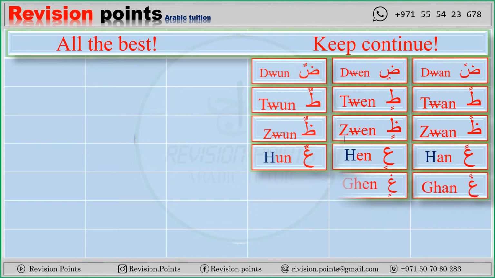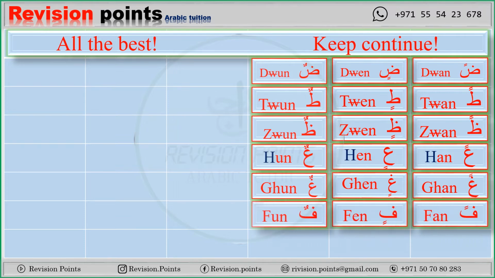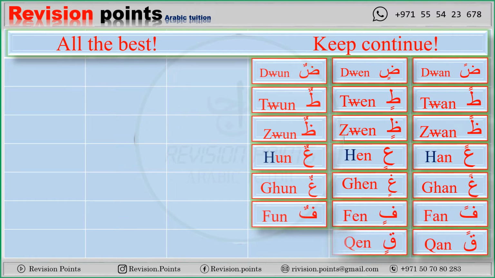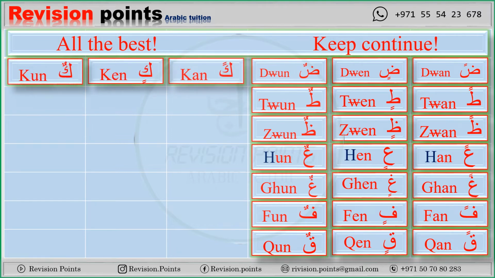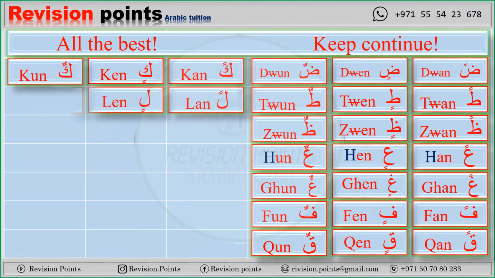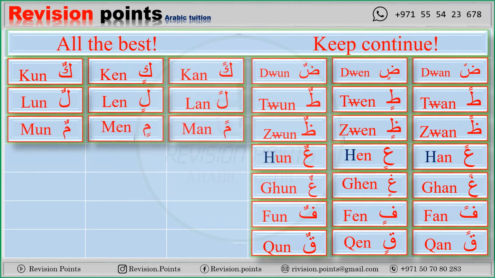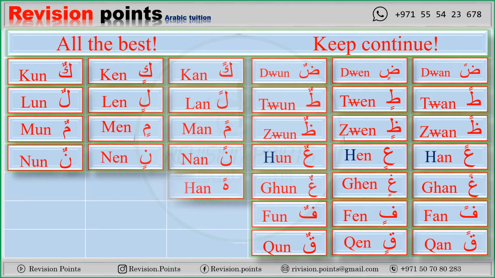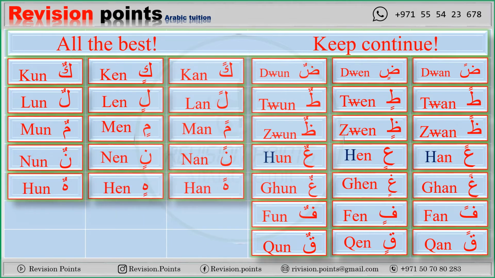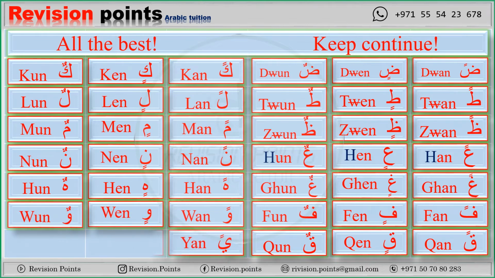Ghan, ghin, ghun. Fan, fin, fun. Kan, kin, kun. Kan, kin, kun. Lan, lin, lun. Man, min, mun. Nan, nin, nun. Han, hin, hun. Wan, win, wun. Yan, yin, yun.